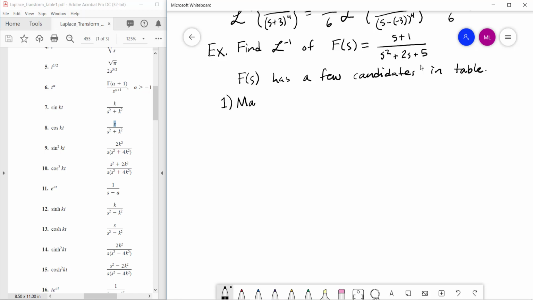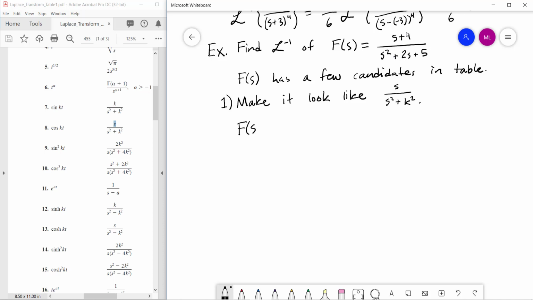So let's try to make it look like one of these functions. So maybe like sines and cosines, things that look like s over s squared plus k squared. Can we try to make it look like this? Obviously we can't make it look exactly like this, but one thing that I'll notice is that if I were to rewrite this s plus 1 as a new variable, maybe we could call it r, I can kind of group stuff together here.